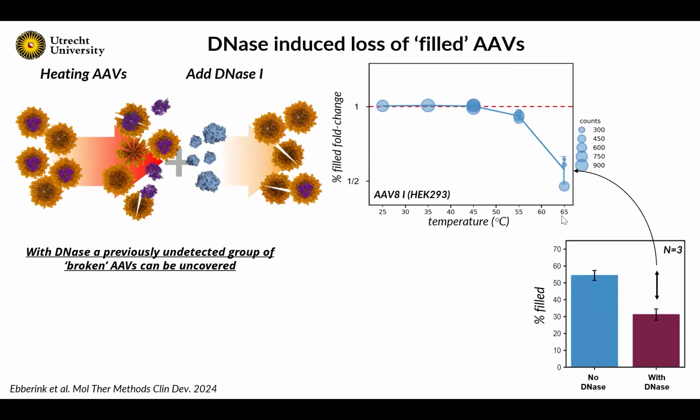So here's the measurement again when we incubate our AAV at 65 degrees. So we start with 50% filled and 50% empty. We add DNase, we see a drop in the percentage filled, and the fold change in this drop of percentage filled, we plot here in the graph, which is close to the twofold change. If we incubate the sample first at 55 degrees, we also see a small drop in percentage filled after adding DNase. But if you would first incubate the sample at 45 degrees or lower, then not much is happening.